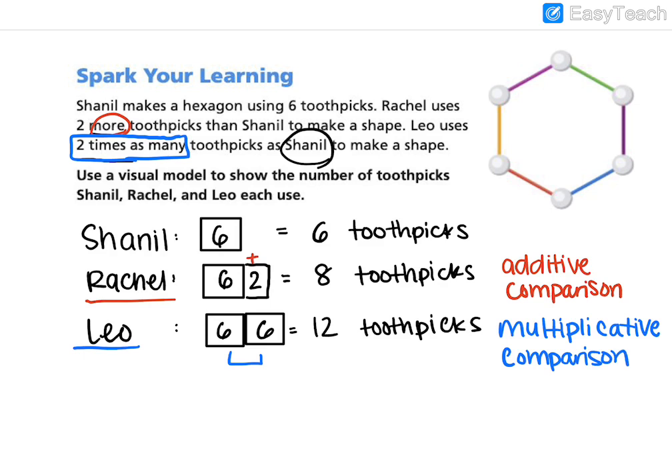Okay, so we can see the difference here. If we were to write an equation for Rachel, it would be the original 6 plus 2 more would equal 8. And if we were to write an equation for Leo, it would be 2 times as many as the original 6 that we started with and would equal 12. Okay, additive comparison and multiplicative.